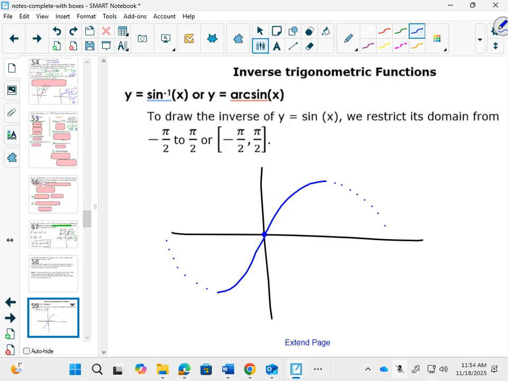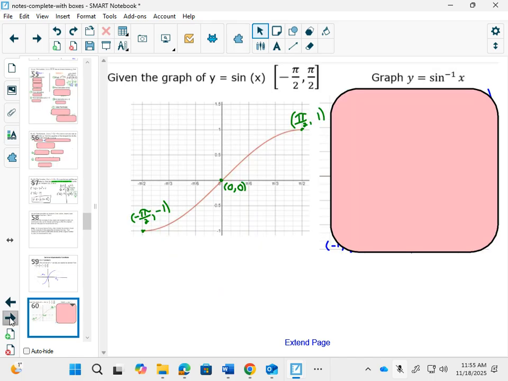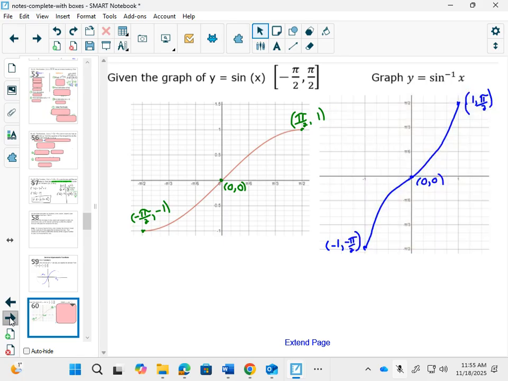So for figuring out sine inverse, the first thing we do is we say we have to restrict the domain to go from negative pi over 2 to pi over 2. Because if I went beyond that, I wouldn't pass the horizontal line test. Okay. Now, if we had this, and we graphed it from negative pi over 2 to pi over 2, and you wanted to graph sine inverse, all you'd have to do is switch x and y, and you would get the following graph.